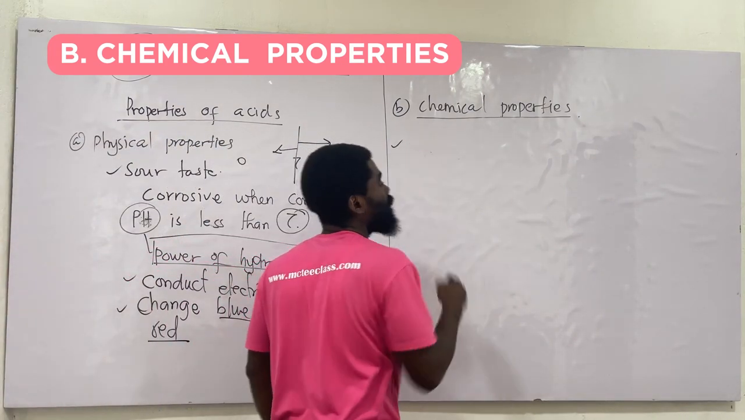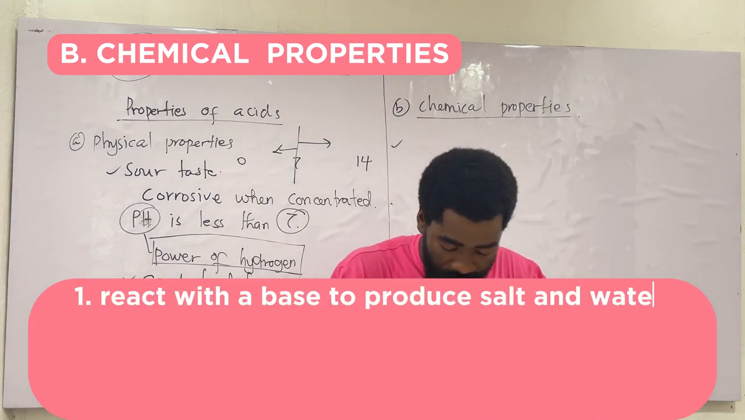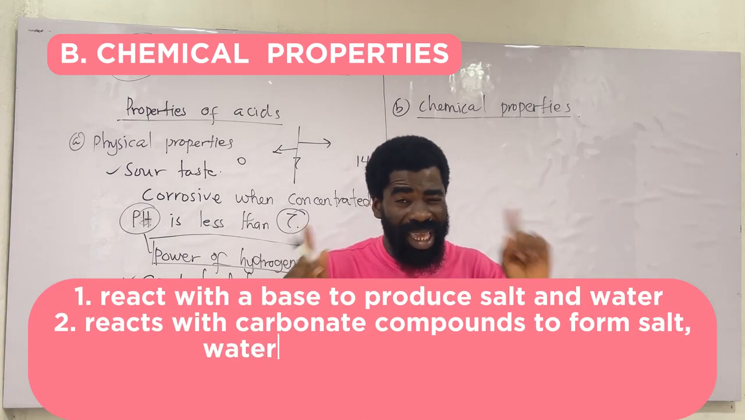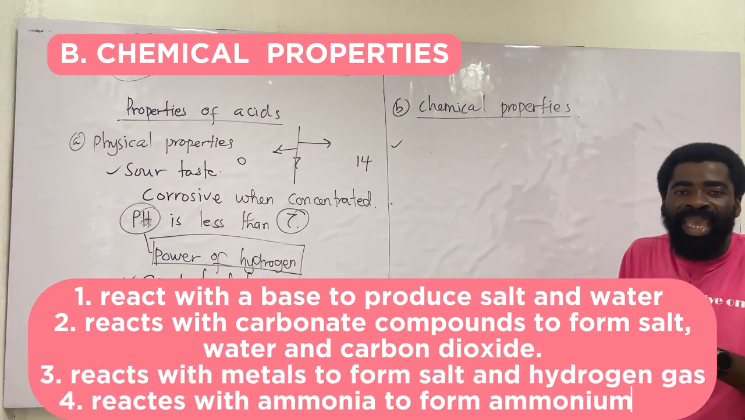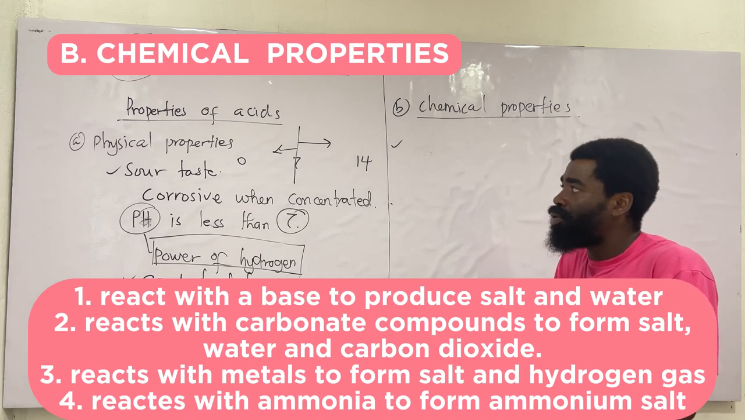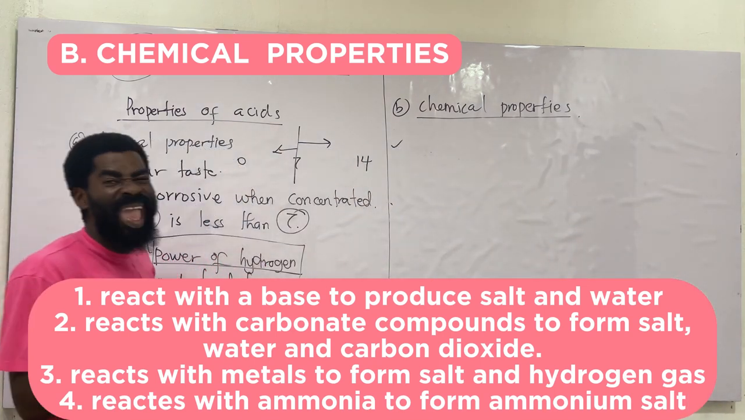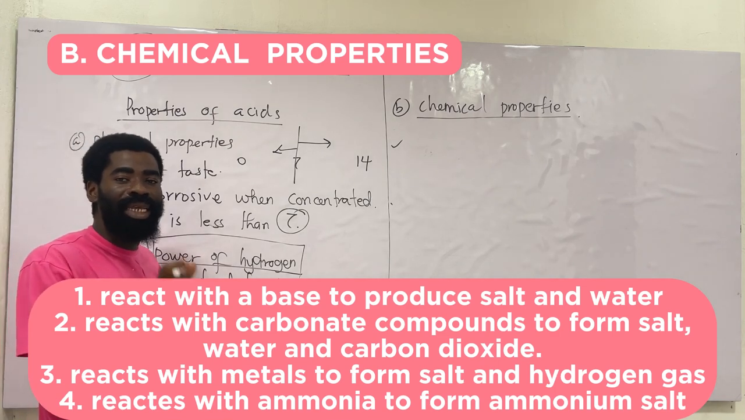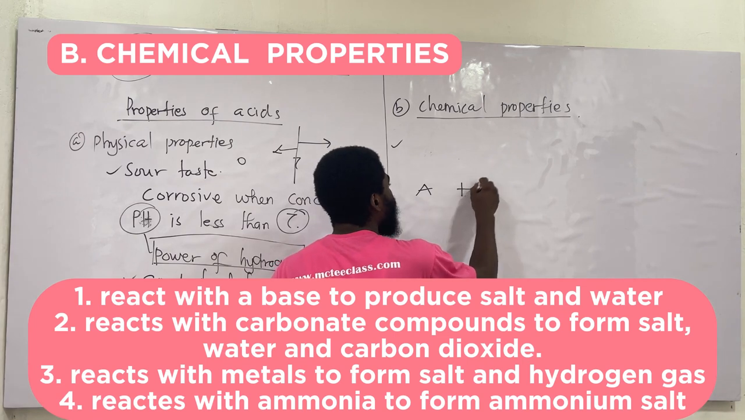Good. So one is that acids react with bases to produce salt and what? And water. That's one chemical property. When an acid comes into contact with a base, the product is salt and water, and that reaction is called a neutralization reaction. The thing becomes neutral.